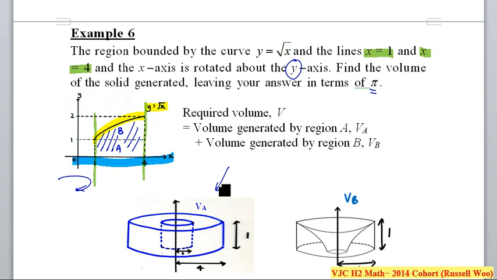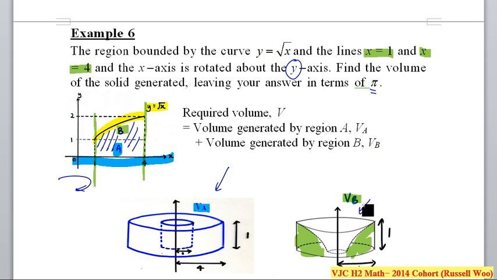Now, a hollow figure that is made up of two parts. If you look at region A, it is this hollow cylinder over here. Region B, it is a hollow figure, but it is actually this part with a hollow inside. So we divide it into two.